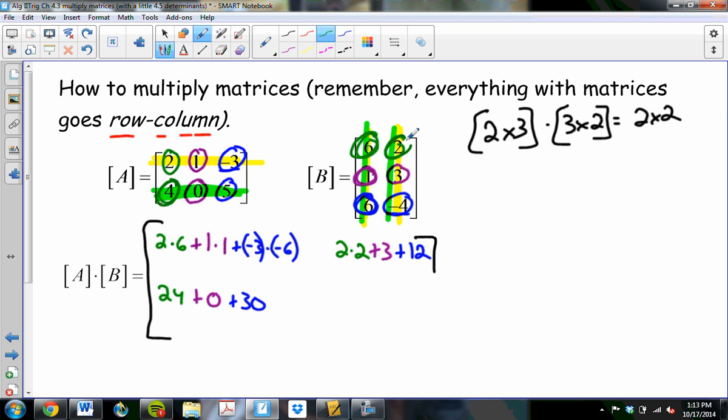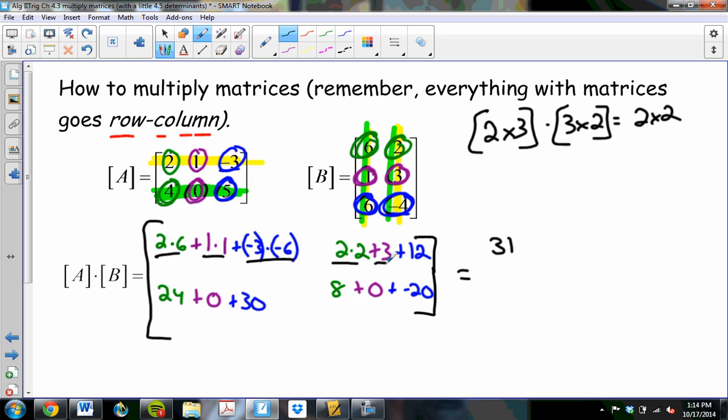Four times 2 is 8. 0 times 3 is 0. 5 times negative 4 is negative 20. Now I do the math and I add these up. This became 12 plus 1 is 13 plus 18, because negative 6 times negative 3 is 18. 12 plus 1 is 13 plus 18 is 31.